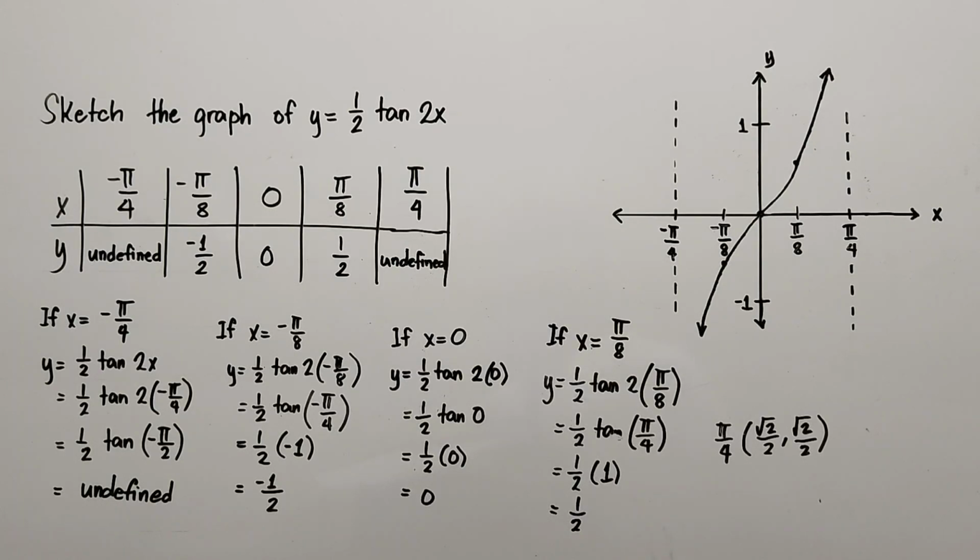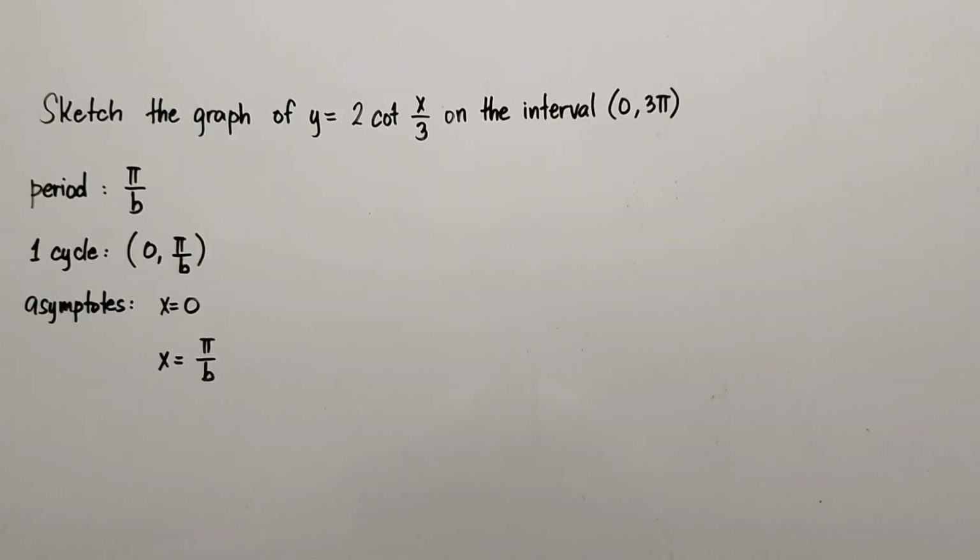We will now proceed to the graph of the cotangent function. Take note of the following information about the cotangent function. To get the period of our cotangent function, the formula is pi over b. And the cycle of the cotangent is from 0 to pi over b. And for the asymptotes, we have x equals 0 and x equals pi over b.